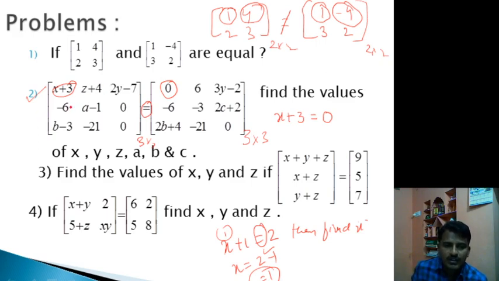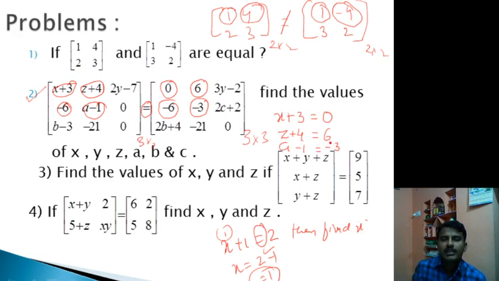Similarly, see here, minus 6, here also minus 6, equal. We need not worry about that. But here, we need to calculate the value of z. Z plus 4 is equal to what here? 6. It means z plus 4 equal to 6. Now, here also, a minus 1 equal to minus 3. It means a minus 1 equal to minus 3.